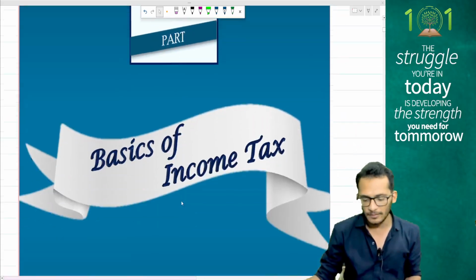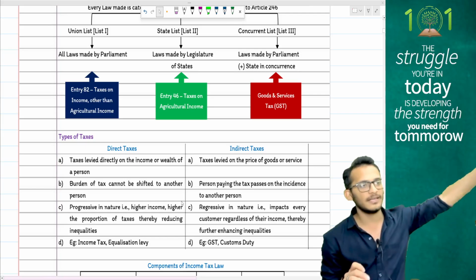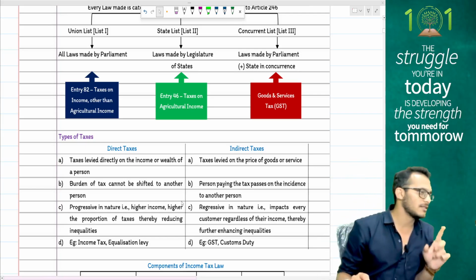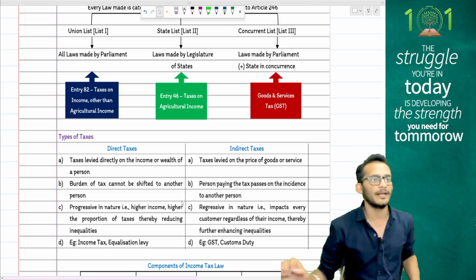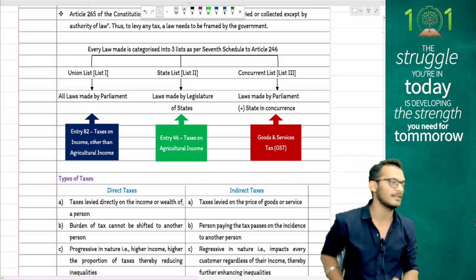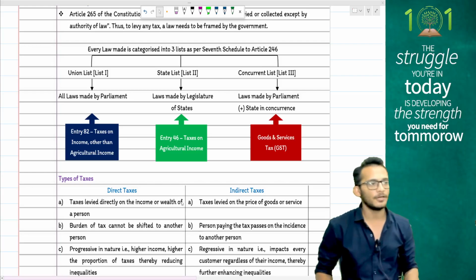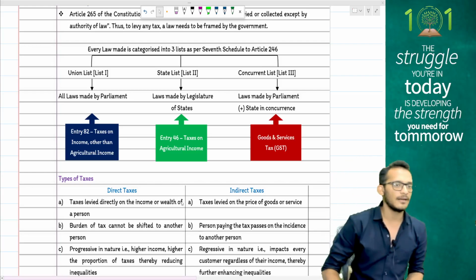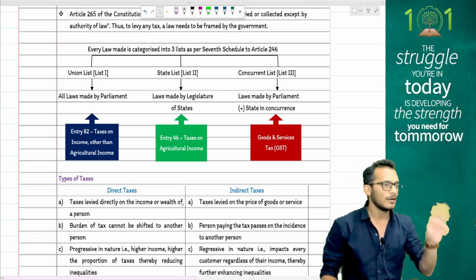We're going to start with your module number 1, people, part number 1, which talks about your basics of income tax. Nothing much to understand in this chapter except for a couple of things. First is that if you want to have a tax under India, you have to be article number 265. Article number 265 talks about the fact that taxes in India will be collected only by the authority of law. Any act will be created under article number 246, where there are 3 lists. One is union list, one is state list, one is concurrent list.